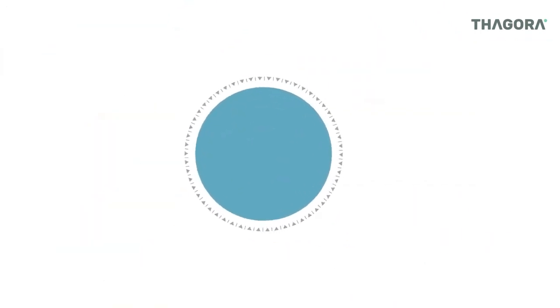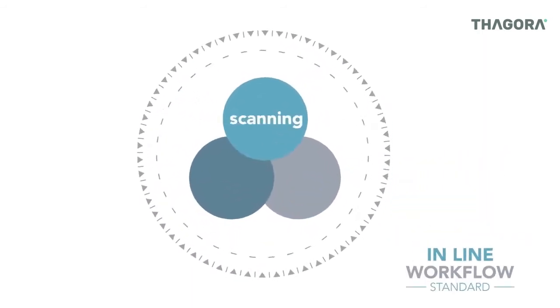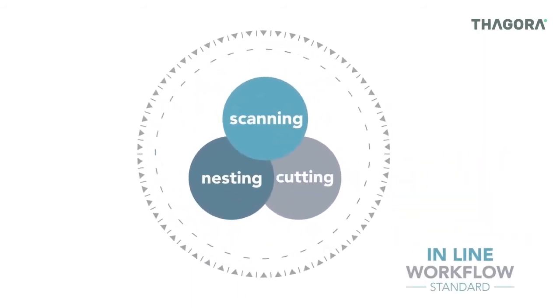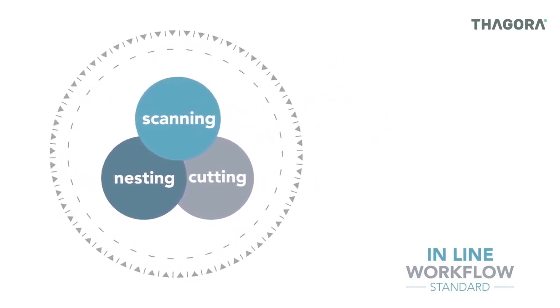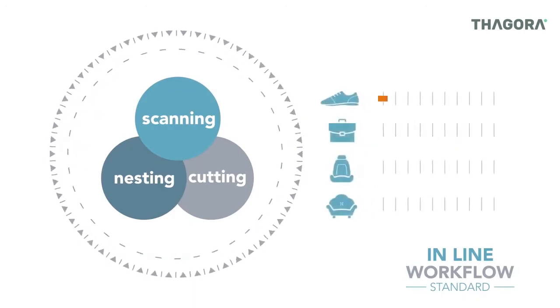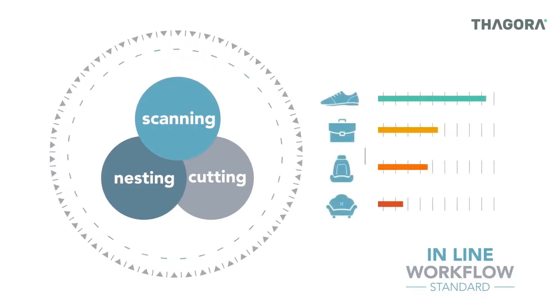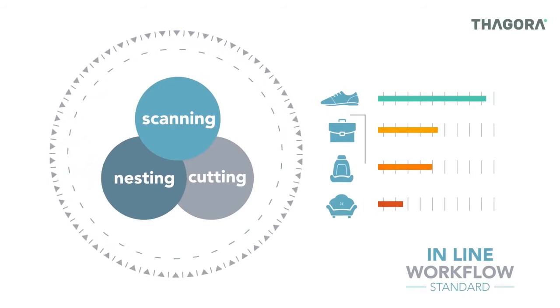For years, the inline workflow has been the standard for the leather cutting room, with all the processes, scanning, nesting and cutting, being performed at once on the cutting machine. The only advantage is simplicity. Although this workflow is still useful for shoes industry manufacturers, it has severe drawbacks for the challenges of the upholstery industry.